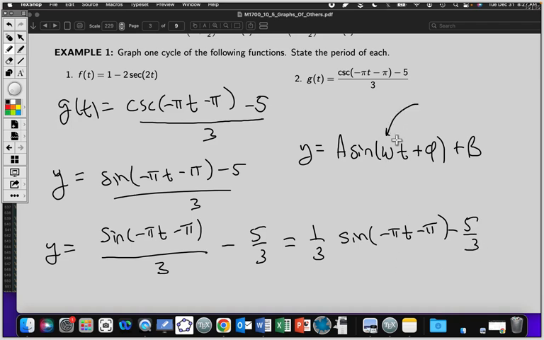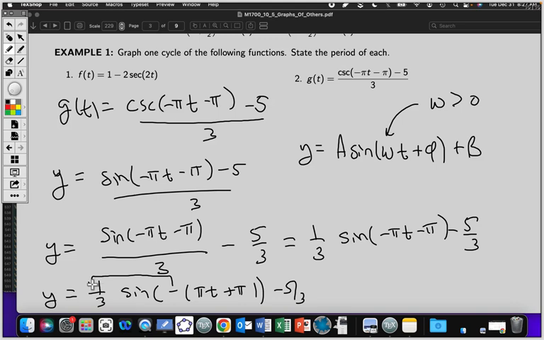And remember, when we worked these sinusoids, we always wanted omega to be positive. So we can see here we can factor a negative 1 out of both terms inside the sine function. So we look at factoring a negative out of the argument of the sine. That would give me negative pi t plus pi. And since sine is an odd function, I can migrate that negative out front.